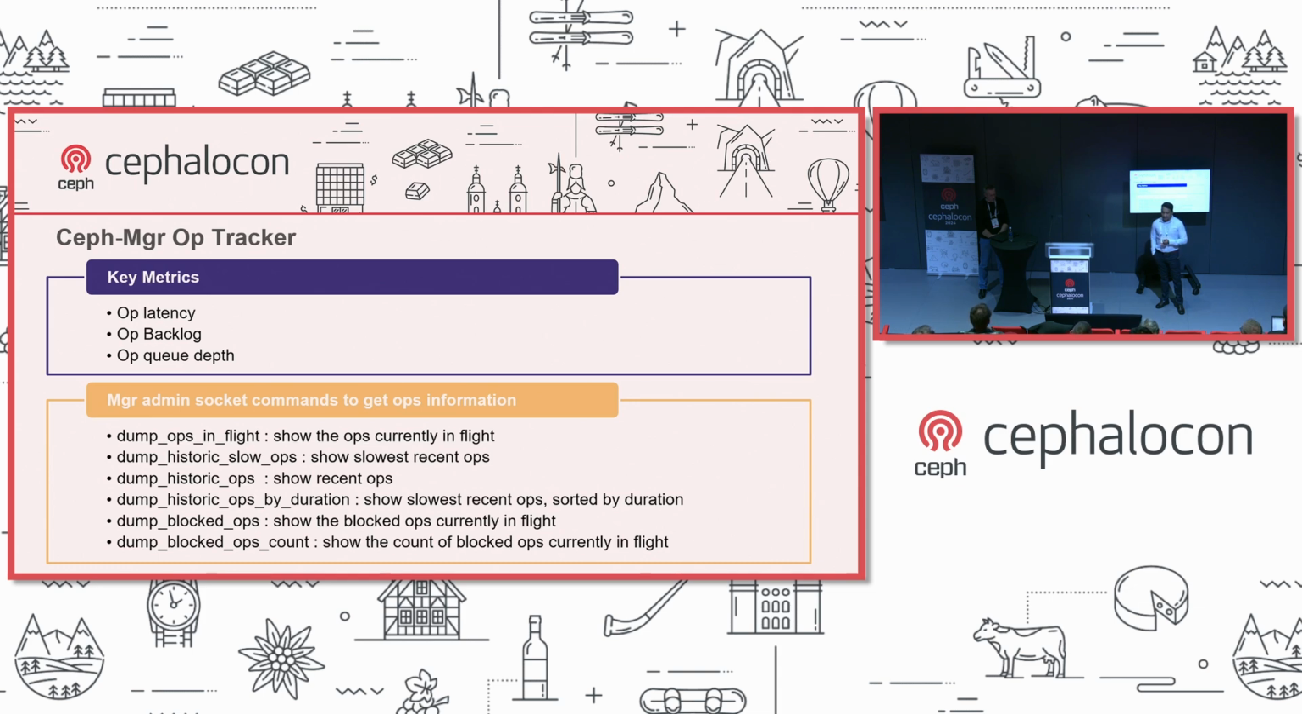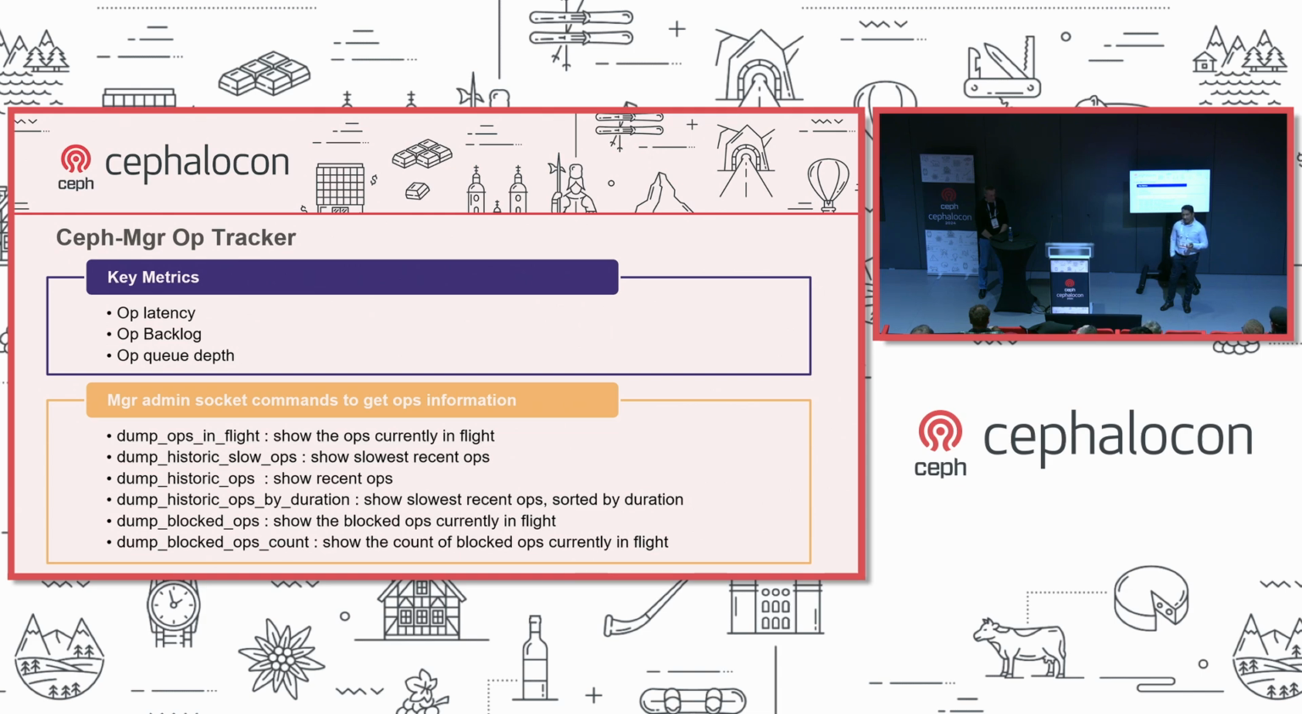The historic slow ops: if a particular op has taken more than 30 seconds, which is the default time, it will be flagged as a slow op. So all the slow ops which have taken more than 30 seconds will be shown in the historic slow ops. The dump historic ops is similar, it shows the recent ops handled by the MGR. The others are sorted by duration, like historic ops by duration.